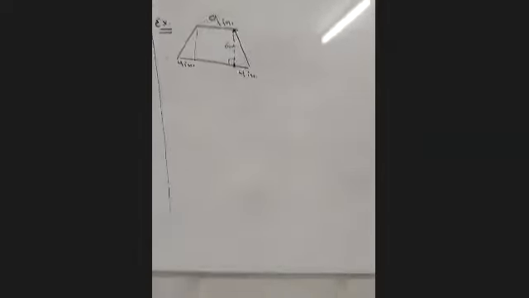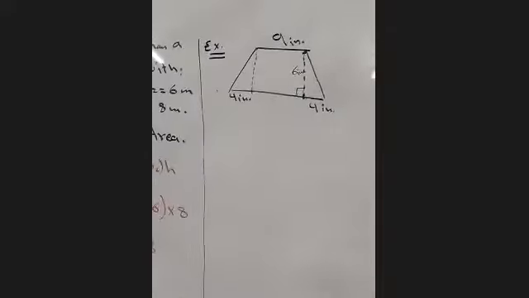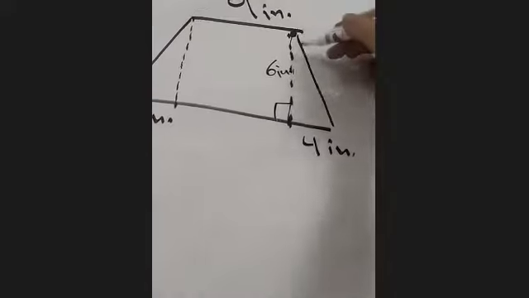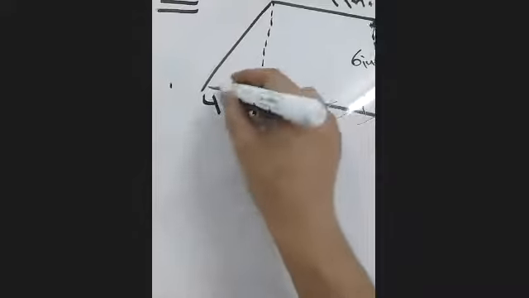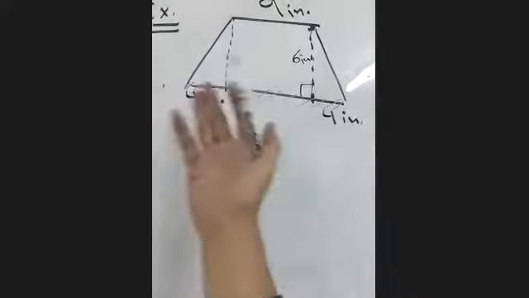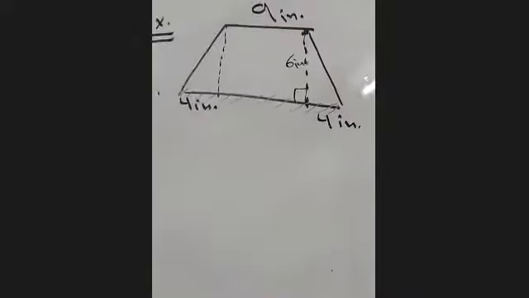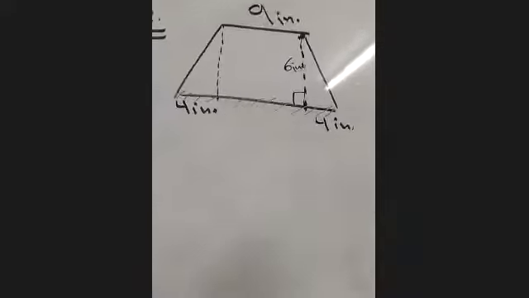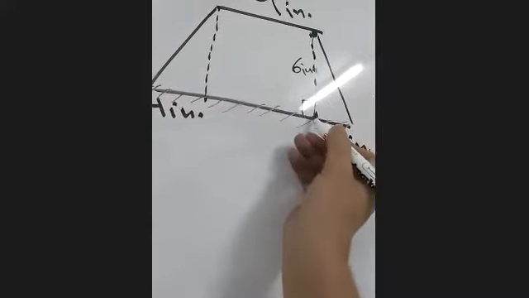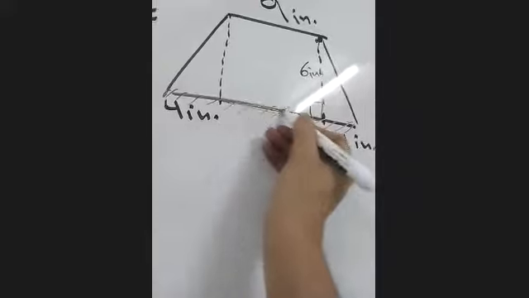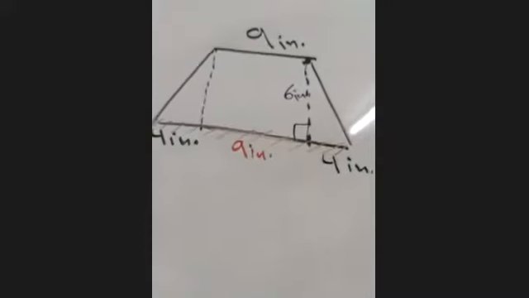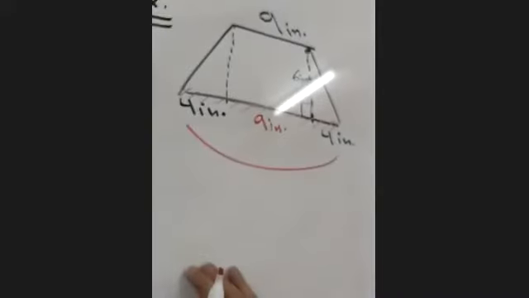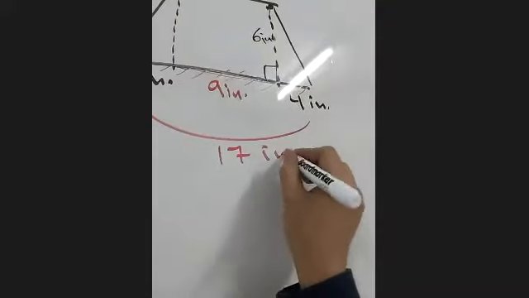Now, to find the area of the trapezoid, I need base 1, base 2, and the height. The height is given. Base 1 is the whole base, and they don't give me the whole base. They gave me this small part and this small part. Now I ask myself, the missing part here, how much? It is the same as this part, so it is 9. So you see, I refresh my mind. Now the whole base down, how much? 4 plus 9 plus 4, 8 plus 9, 17 inch.